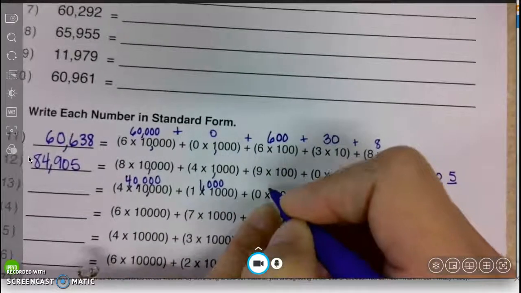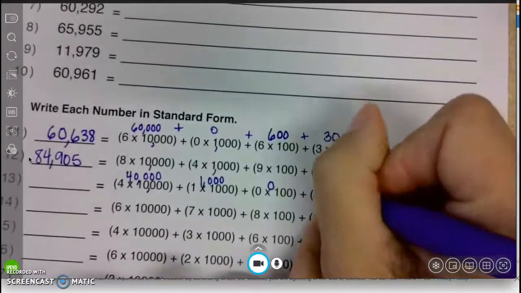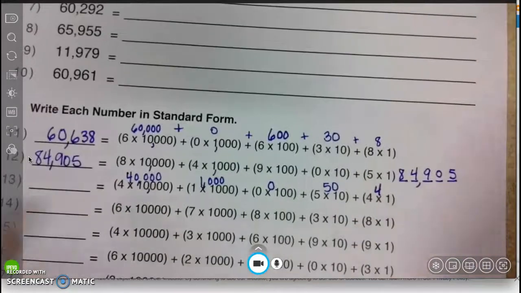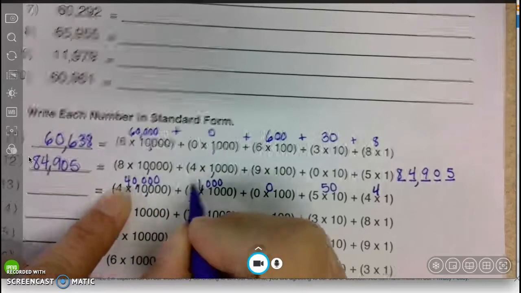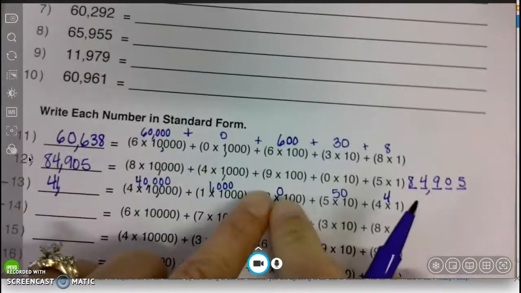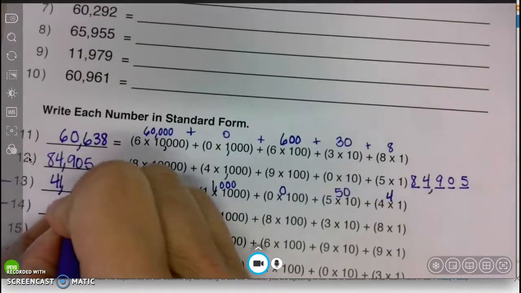0 times 100 is just going to be 0, right? Yes. 5 times 10 is 50, and 4 times 1 is 4. So then when you write your number, we got 40,000 and 1,000. So that'd make 41 in the thousands family. And then you have 0 plus 50 plus 4. So that's going to be 54. So over here I just need 54.